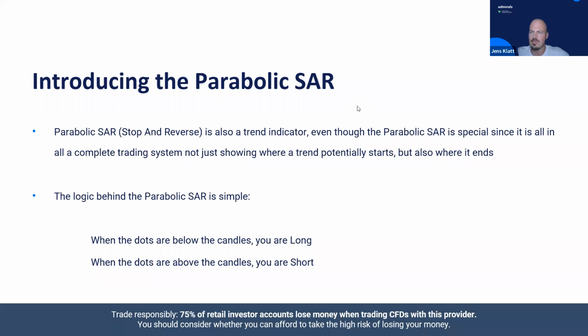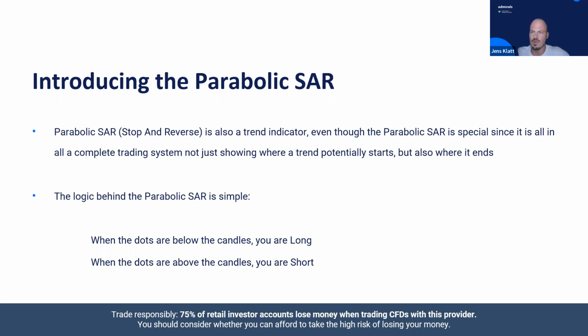So then we have the parabolic stop and reverse. It's probably one of the most fascinating indicators out there. In addition to that, I'm also using here the super trend, especially when it comes to short-term trading. When I trade the DAX here, super trend is very, very similar.